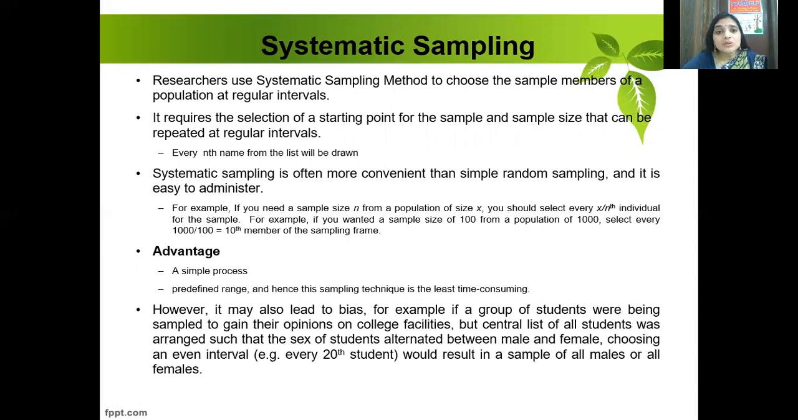Yes, it happens. Suppose there are a total of 1,000 students, and number 1 would be male, number 2 would be female, number 3 would be male, and number 4 would be female. If it is like this, then every 20th would be a female. So you will actually be taking the sample of either males or females if you decide it this way. So that can happen sometimes, and when we know that such a setting is there, then we can avoid using this particular sampling method.